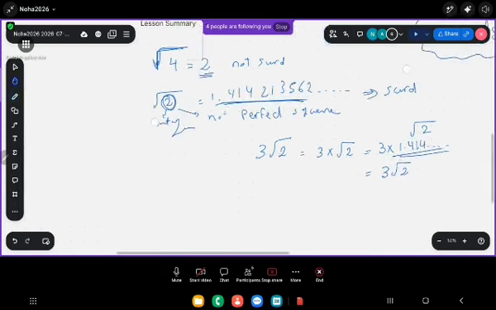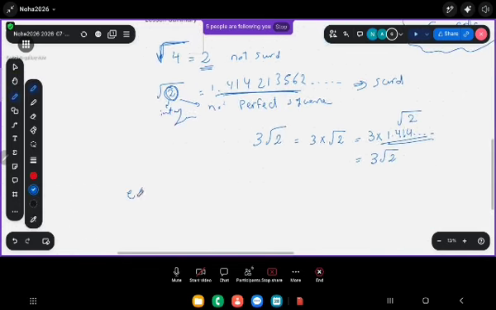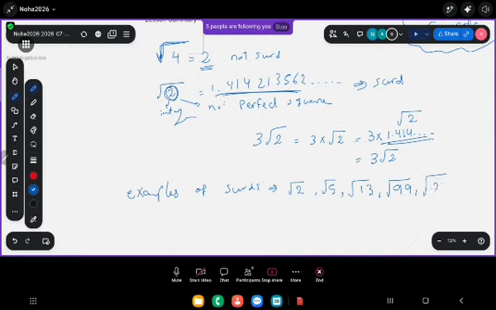Now your answer is ready. So if we want to take some examples for thirds, it's okay to write root 2, root 5, maybe root 13, maybe root 99, maybe root 201. All of those are thirds. Why? Because the number below the root is an integer and not a perfect square.